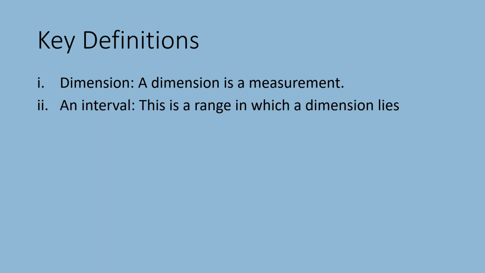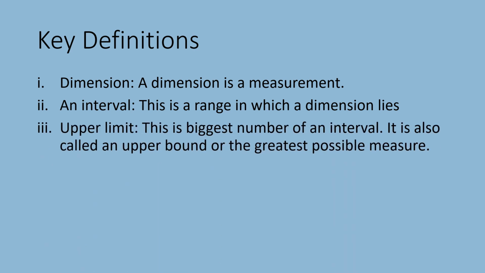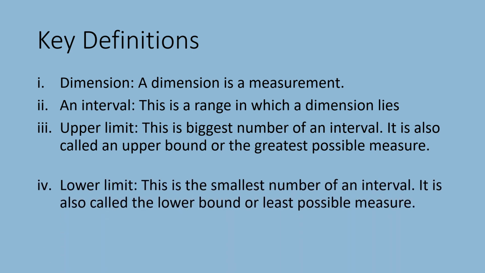What is an interval? An interval is the range in which a dimension is going to lie. If we are looking at an interval, then we have to consider the upper bound and the lower bound. Let's look at the upper bound, or upper limit. This is the biggest number of an interval. It is also called the greatest possible measure.